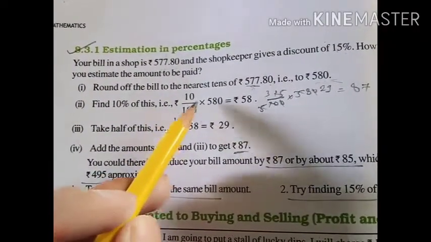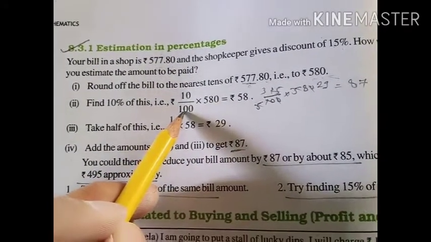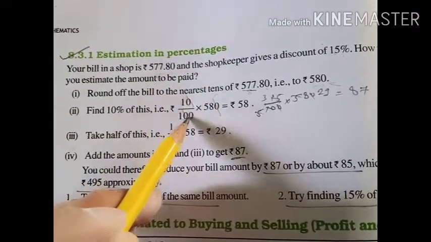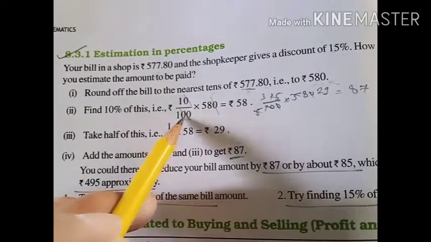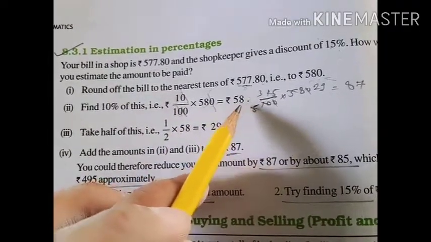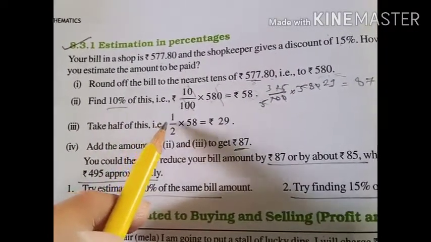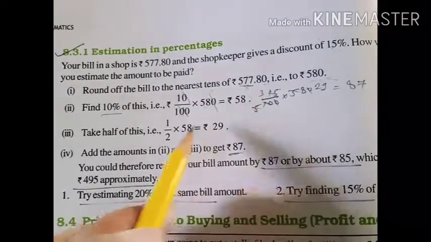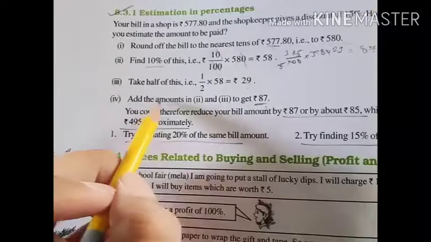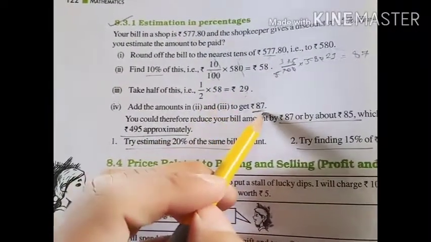10%. So 10 upon 100 into 580. The 0 will be cut, we get only 1 by 10. Now this 0 and this 0 will be cut. Now we get 1 upon 1, that means 1 into 58, and we get 58. This is only 10%. Now we have to take half of it. Half of 10% is equal to 5%. So half of 58 is equal to 29. Now 10% and 5% we have to add. It will become 87. So the 10% and 5% will become 87.